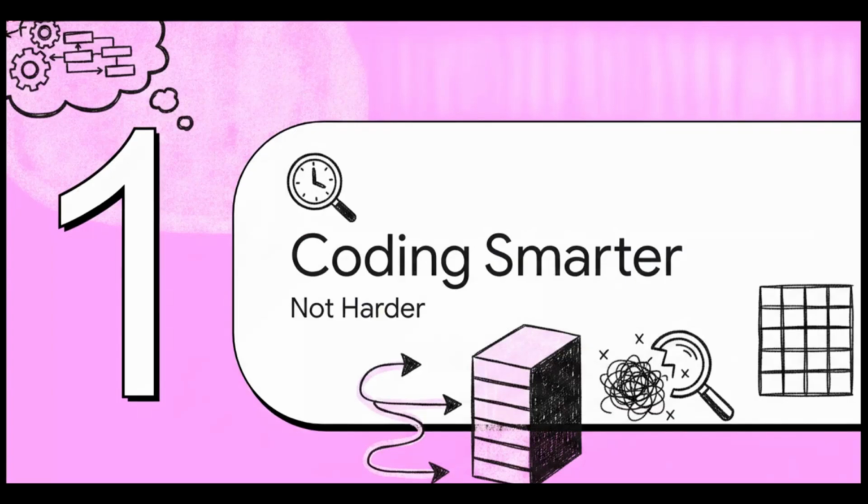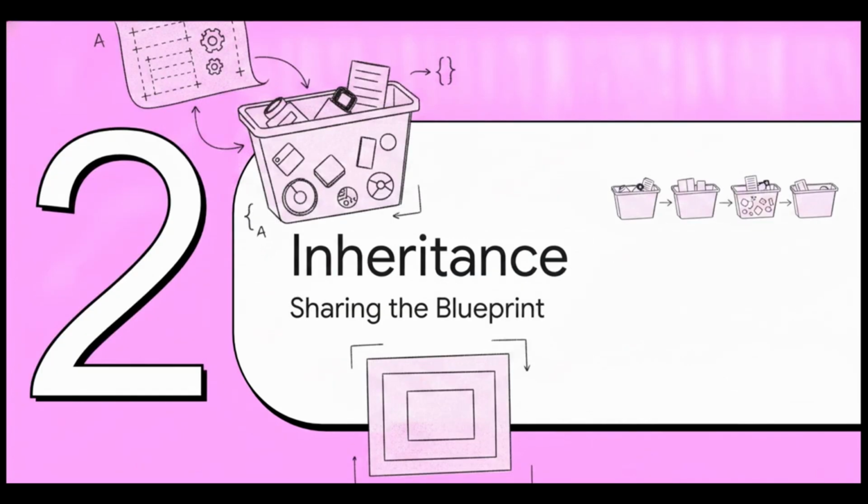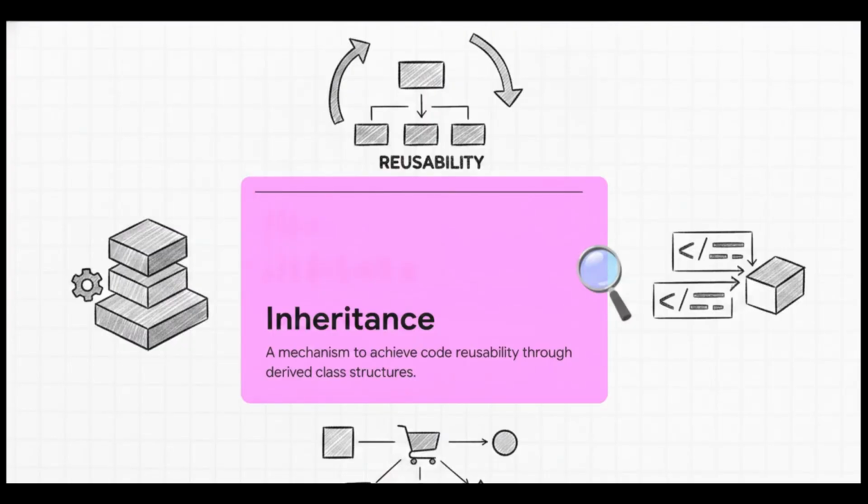Let's get into it. Section 1. Coding smarter, not harder. Section 2. Inheritance. Sharing the blueprint. Coding smarter, not harder, it's really the dividing line between a total novice and a seasoned professional. It's all about drastically saving time and reducing your errors.